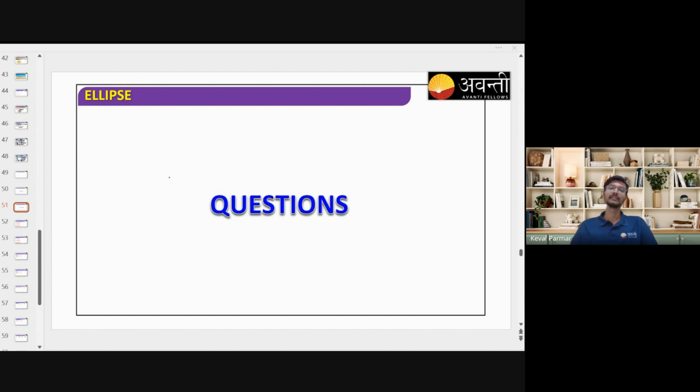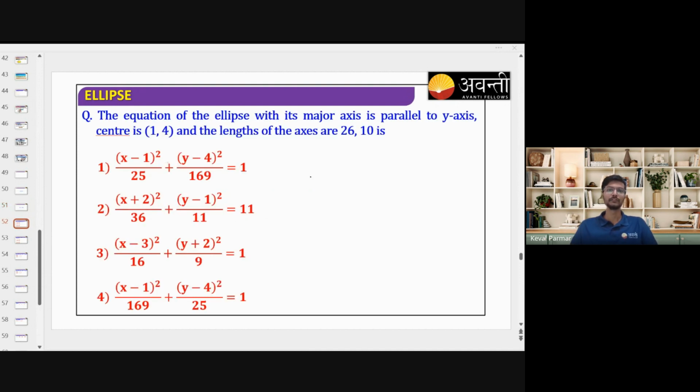So all of the questions today will be based on that. So today is a good lecture. Guys, I'll give you 2 minutes to solve and then I'll start solving. Right? So first question, let us read it together. The equation of ellipse with major axis parallel to y-axis, center is (1, 4) and lengths of the axes are 26 and 10. A very simple question to start with.